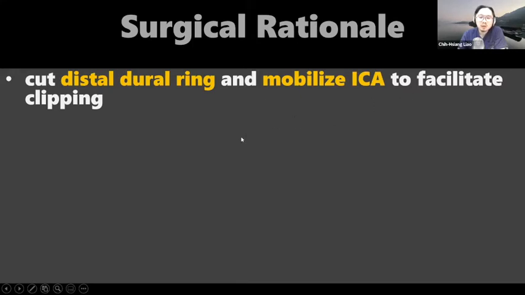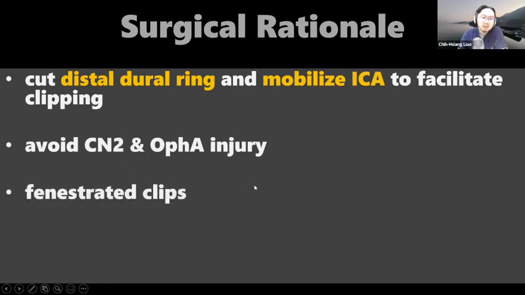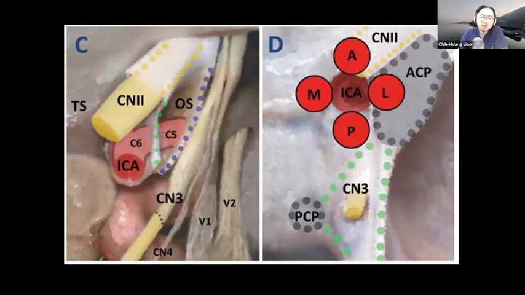Because if we don't cut the distal dural ring, most of the time the clip will pinch on the dural ring and you could not advance the clip to include the whole aneurysm neck. And the next one is to avoid injury to the optic nerve and ophthalmic artery. In this case, we have to use fenestrated clips to finish the clip, because it's in the backside of our surgical view. And check the clip position and ICA patency via intraoperative DSA. This is my surgical rationale.